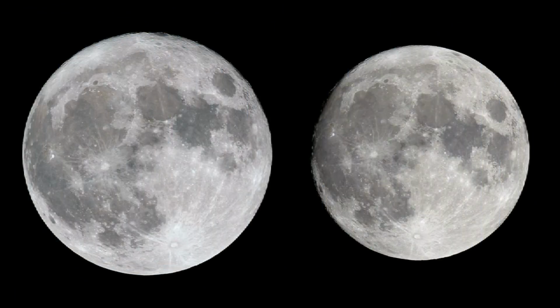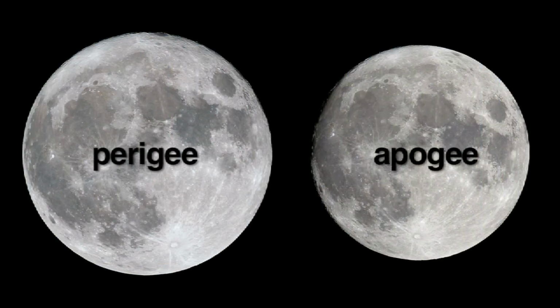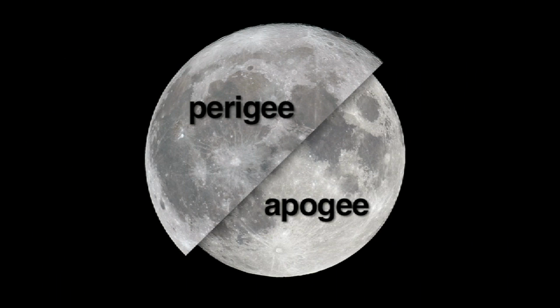Looking at the moon in the sky without anything to compare it to, you wouldn't notice it. But the difference in size can be quite significant if you were to photograph the moon at its apogee and at its perigee and compare the two photos.